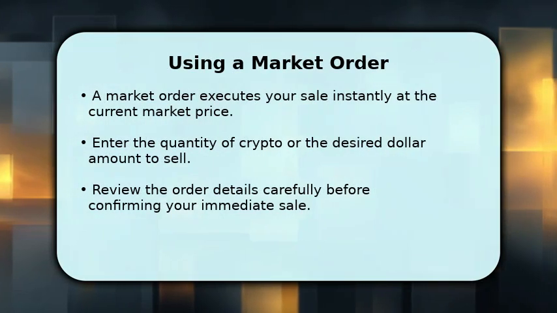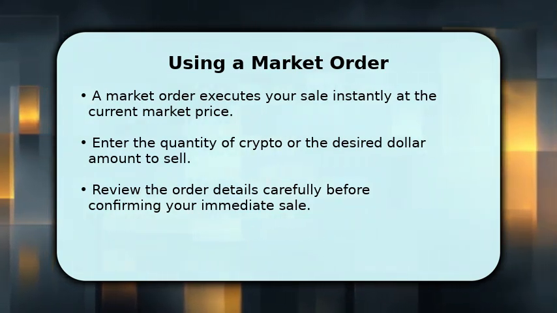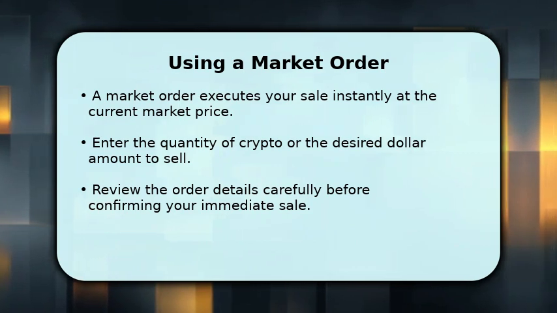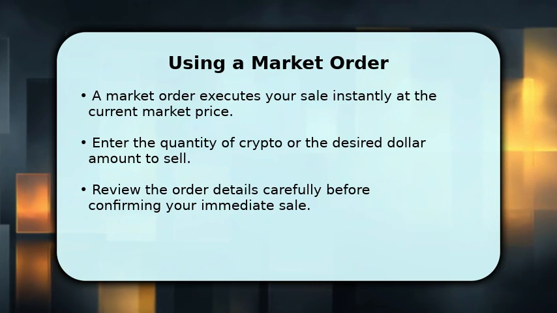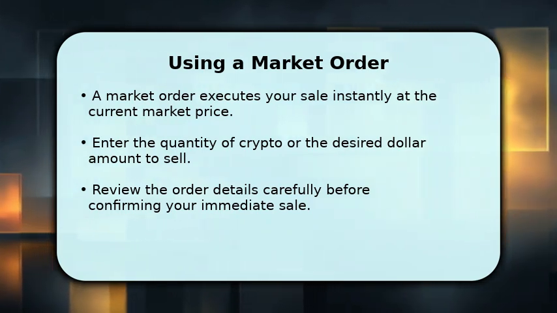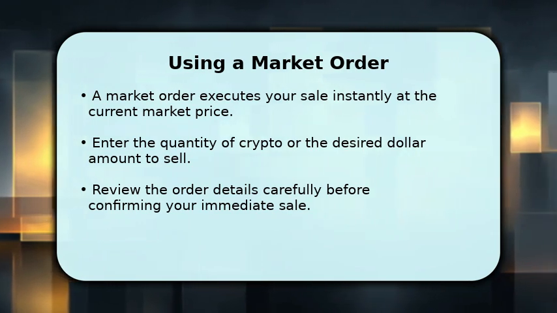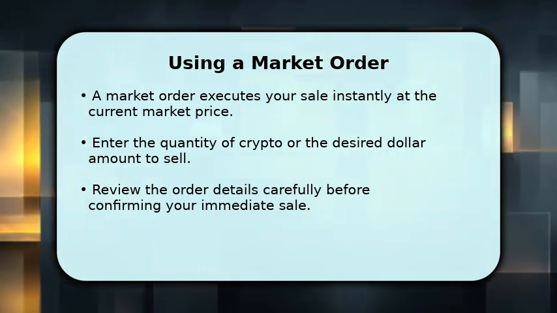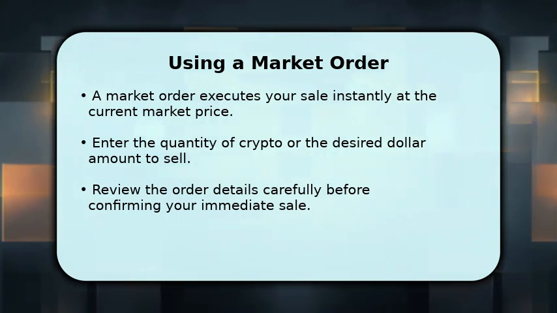When you choose a market order, your cryptocurrency will be sold right away at the best available price at that moment. Simply input the amount of crypto you want to sell, or the equivalent dollar value. Before finalizing, always take a moment to review all the order details to ensure accuracy. Once confirmed, the transaction processes almost instantly.